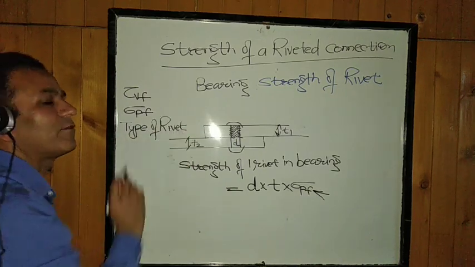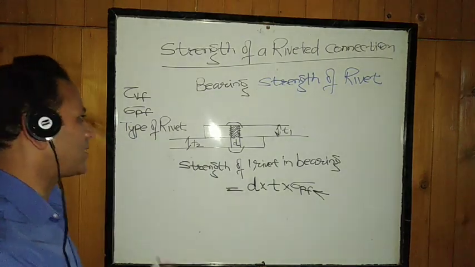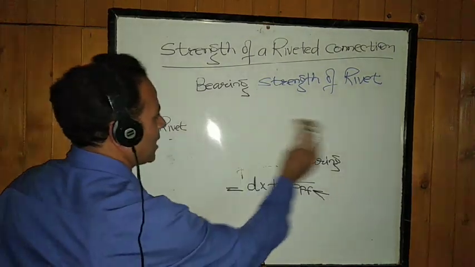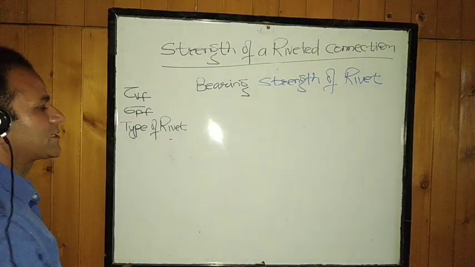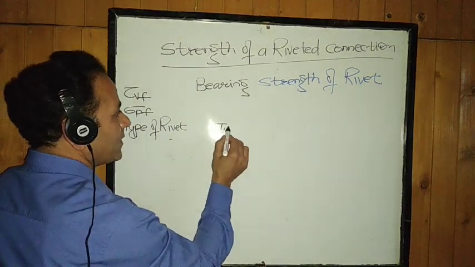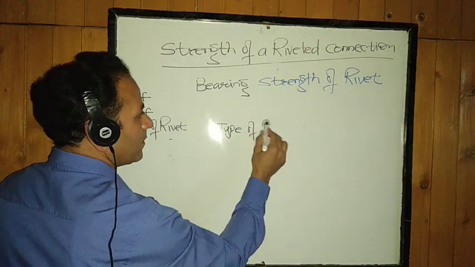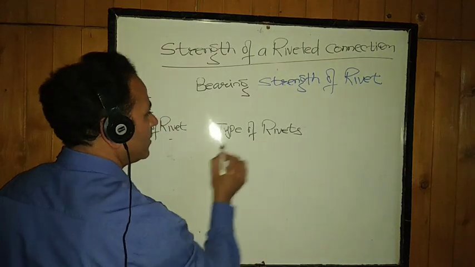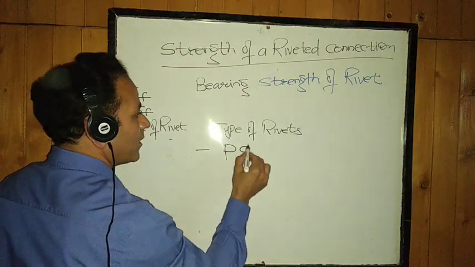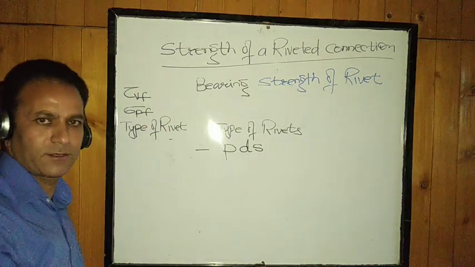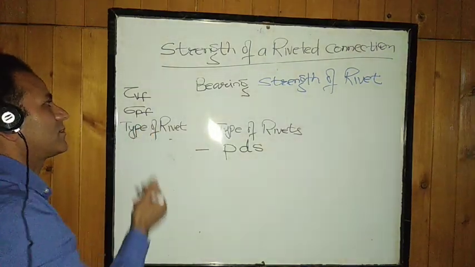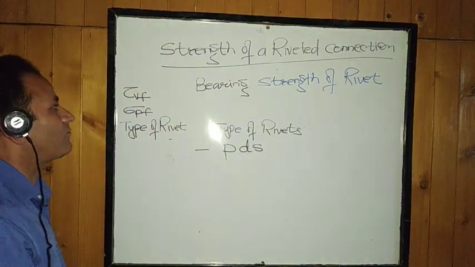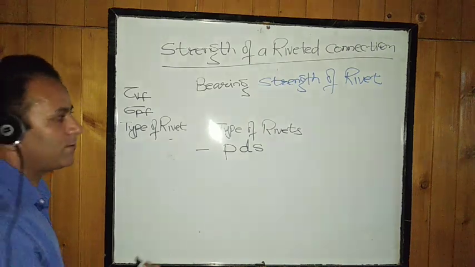What type of rivet we are using, these stresses will be taken accordingly. The type of rivets has been specified in IS 800. The type of rivets can be power driven shop rivet. Stresses are specified 100 Newton per mm square for tau VF and 300 Newton per mm square for sigma PF.